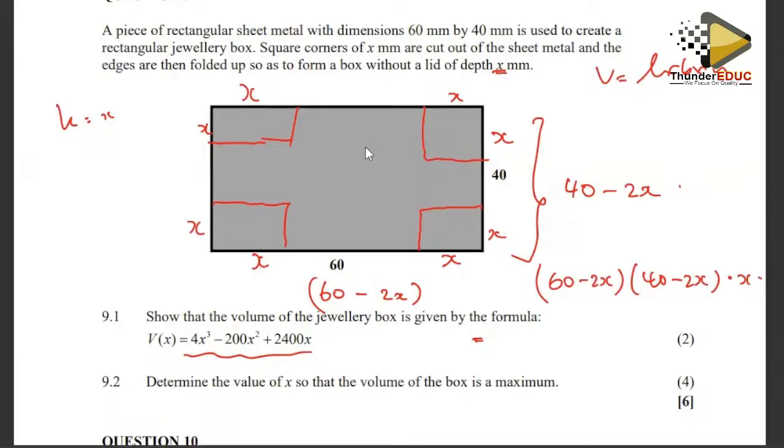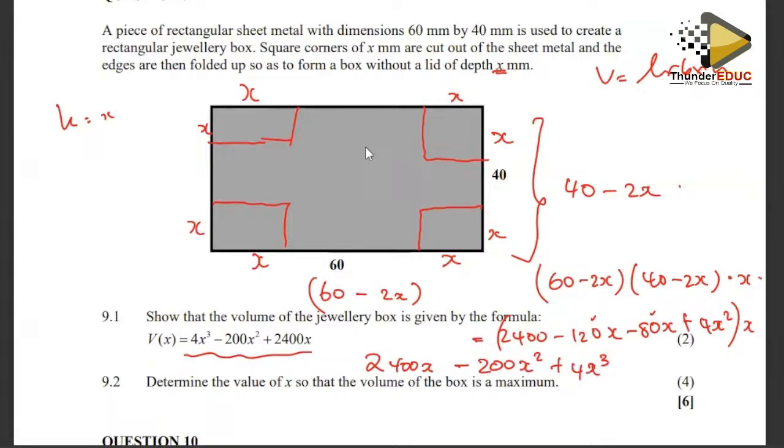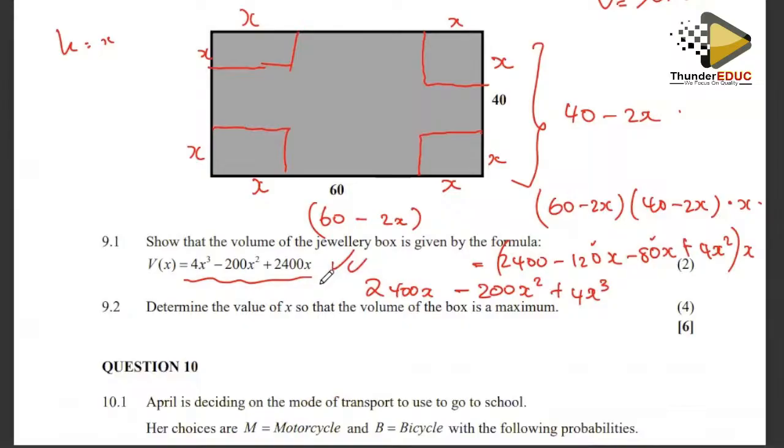So 40 and 60 is 2400. This and that is minus 120. It's 120x. That is minus 80x plus 4x squared. All of this is inside of x. So 2400 and that's a 200. When we open with the x, so it's 2400x minus 200x squared, and then 4x cubed, which is that. Perfect. And then determine the value of x so that the volume is maximum.